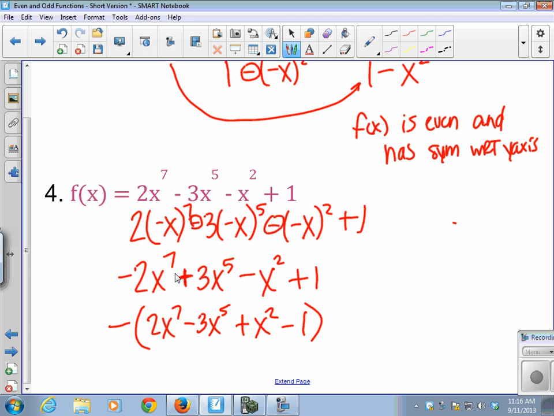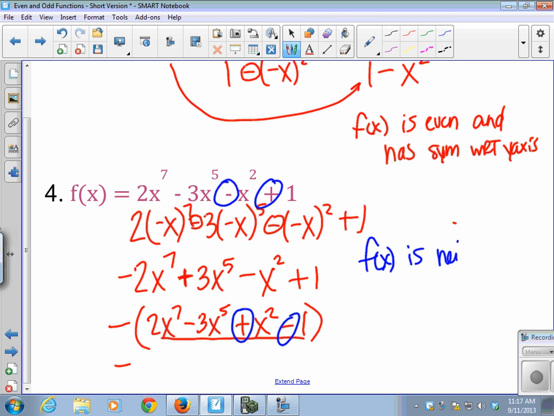So then I've got the opposite of, do I have what I started with? On this one, I don't, because that sign is different and that sign is different. So since my signs are different and I don't have exactly the opposite of what I started with, I'm going to say f of x is neither and has no symmetry.